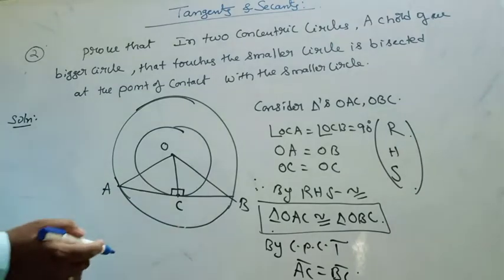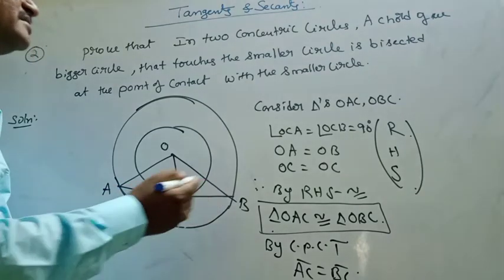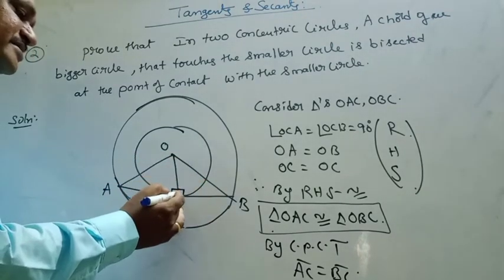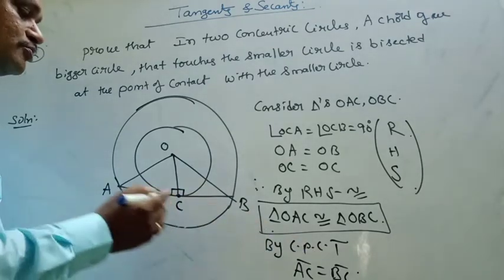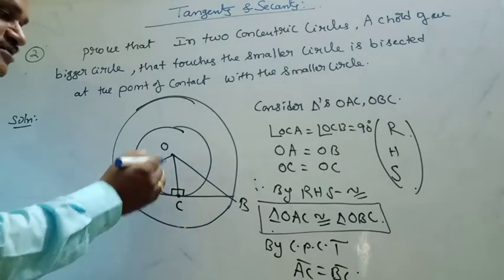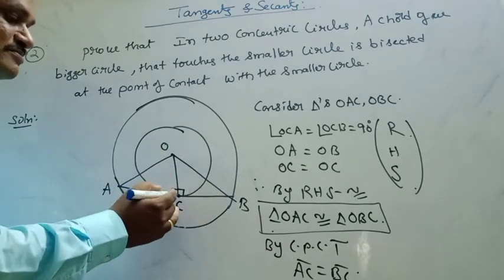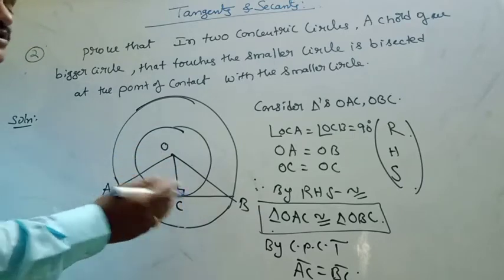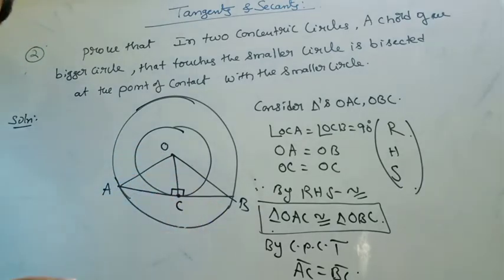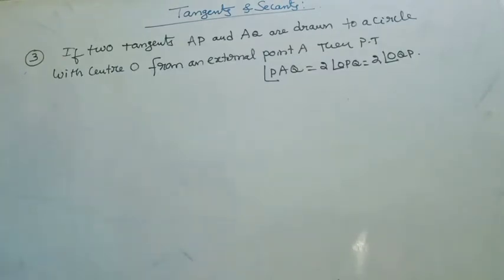See here how beautifully we have got AC equal to BC. That means this chord is bisected. Bisected means C is the midpoint. We have got AC equal to BC, so C is the midpoint. Therefore, this bigger chord is bisected at the point of contact to the smaller circle. That is what we required to prove, right? Wonderful.